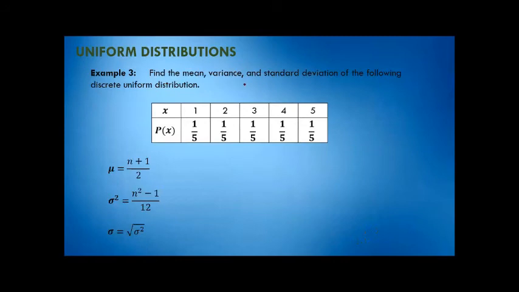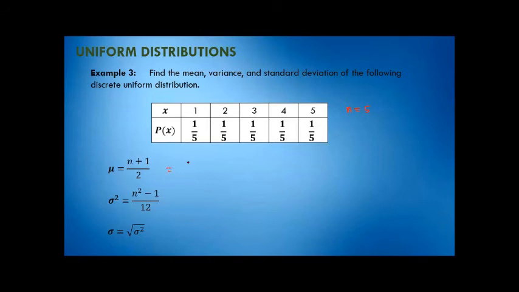So, find the mean, variance, and standard deviation of the following discrete uniform distribution. So, given na tayo ng table na nakalagay na lahat ng probabilities na pare-parehas kasi uniform distribution. So, what we're going to do is just compute for the mean, variance, and standard deviation. So, let's identify n. n is equal to 5 because we have 5 total values or outcomes. We have 1, 2, 3, 4, and 5. Let's substitute 5 for n to compute for mean, variance, and standard deviation.